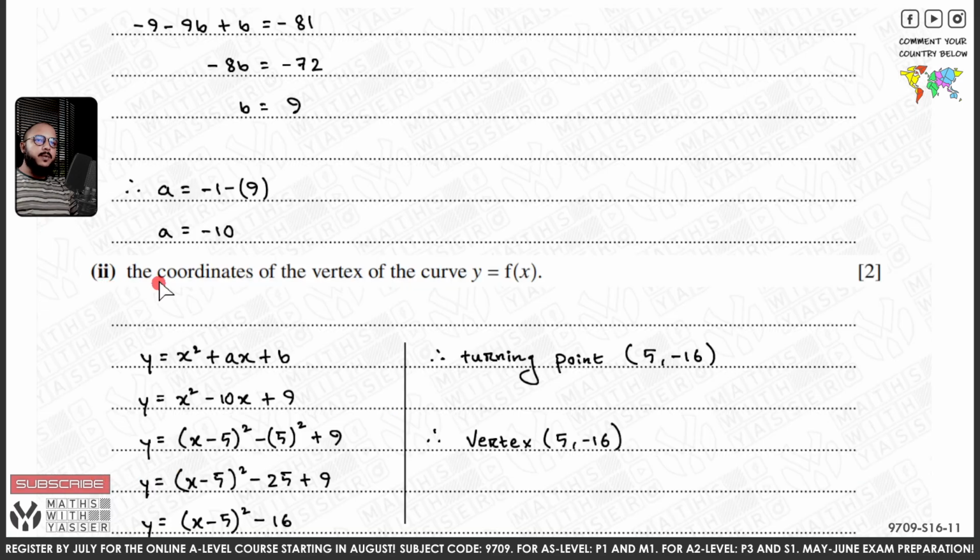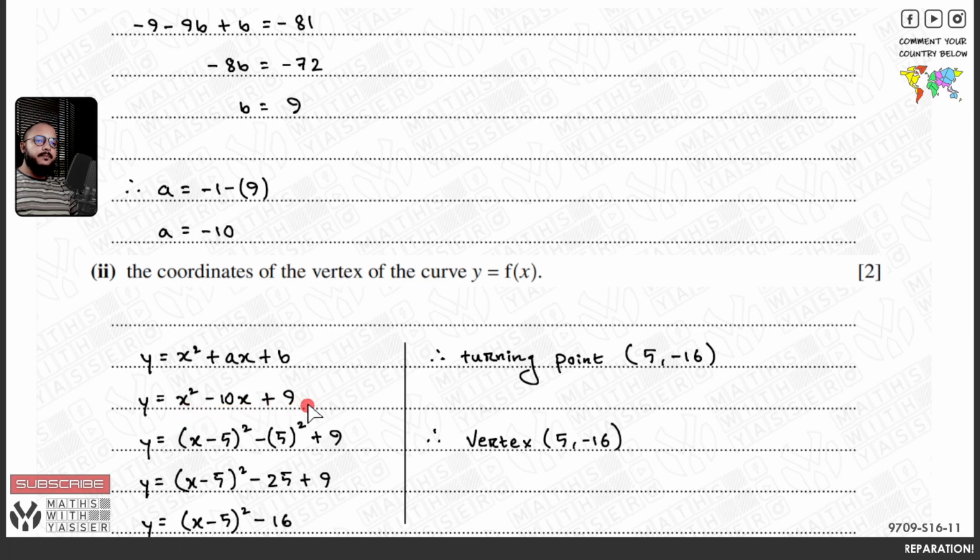In the next part of the question, the coordinates of the vertex of the curve y equals f(x), that's what we need to find. So vertex means the turning point or stationary point. So this was the equation. Let's consider y is equal to x squared plus ax plus b. And we know the values of a and b by now. So a is negative 10 and b is 9. So that means x squared minus 10x plus 9.